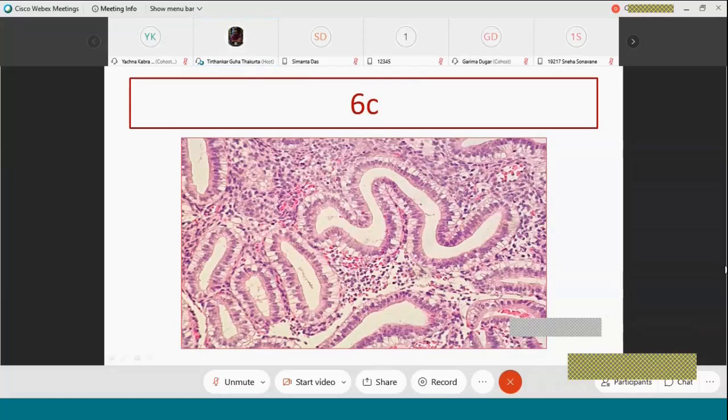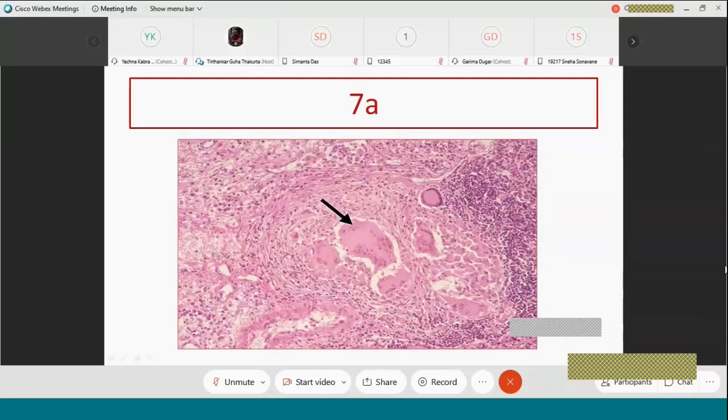So we already know what this cell is. This is a giant cell. And for all practical purposes, we will assume giant cells to represent tuberculosis. Although that is not done in real life, we also do an acid fast test, but here histologically the presence of the giant cell will represent tuberculosis unless there are other features.